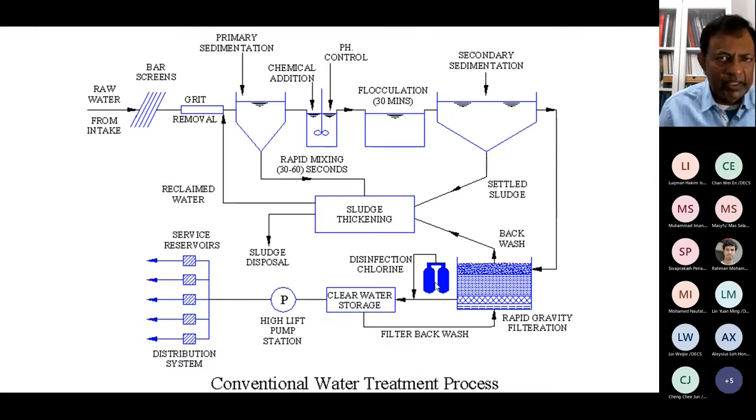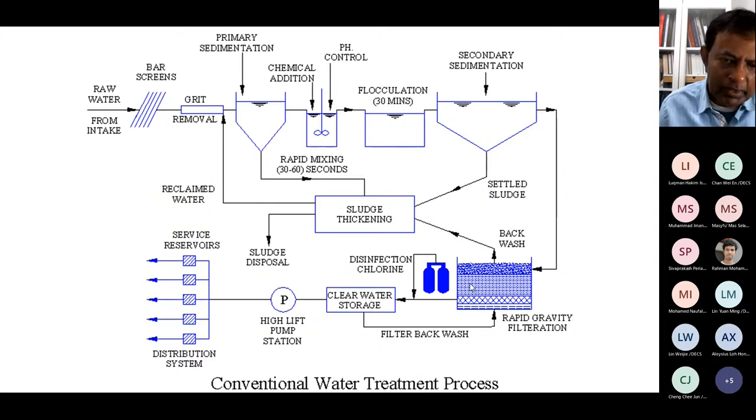Removal of particles. So what kind of particles are there? Grit particles, suspended solids, and colloidal solids. Grit particles can be removed in grit channels. And then your suspended solids can be removed in the primary sedimentation. Then it passes through three units, which are rapid mix, flocculation, and secondary sedimentation, to remove colloidal particles. Up to about 90% can be removed by the combination of these three unit processes, but the 10% will remain, and that 10% of colloidal particles can be removed in the sand filters.